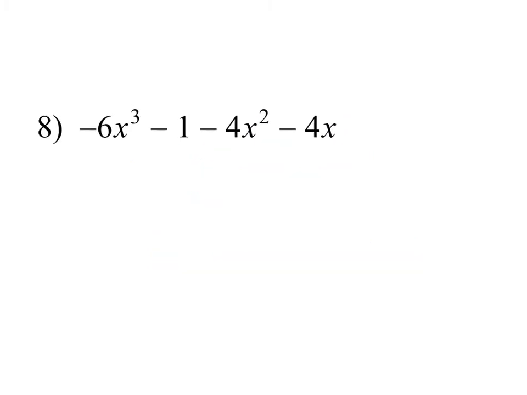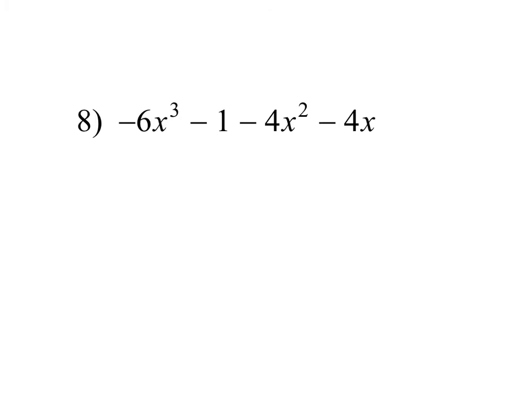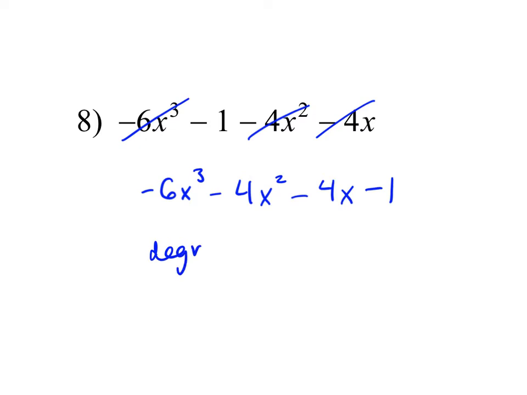All right, so number 8. What comes first? Negative 6x cubed. What comes next? Negative 4x squared. And then? Negative 4x, and then minus 1. So how do we classify this by degree? Cubic, and then since there's 4 terms, we call it a polynomial with 4 terms.